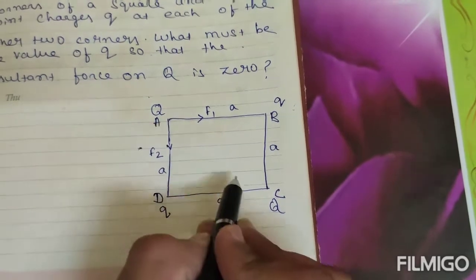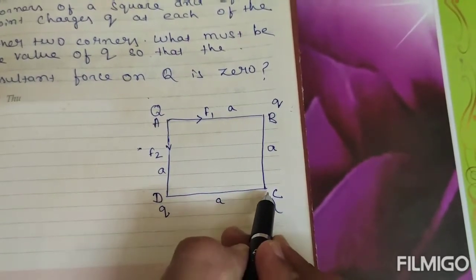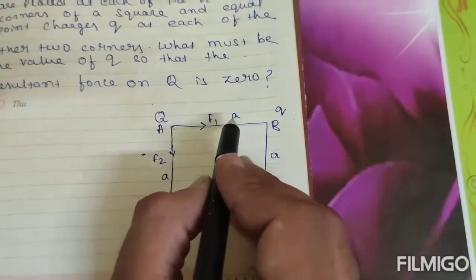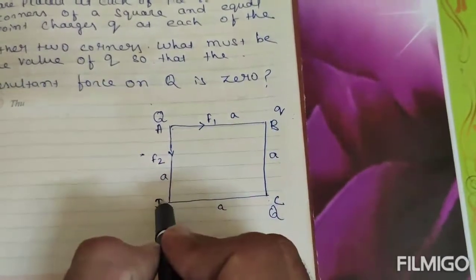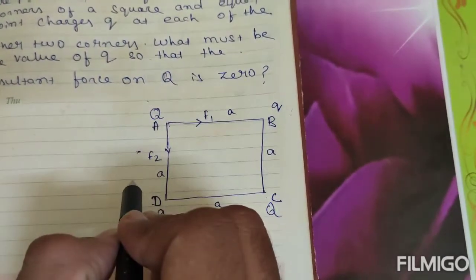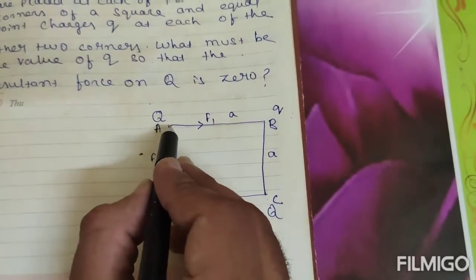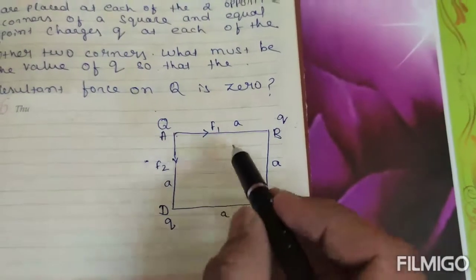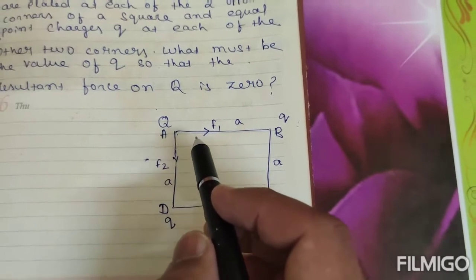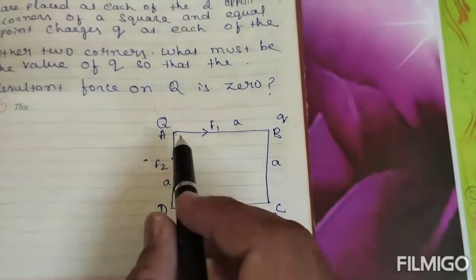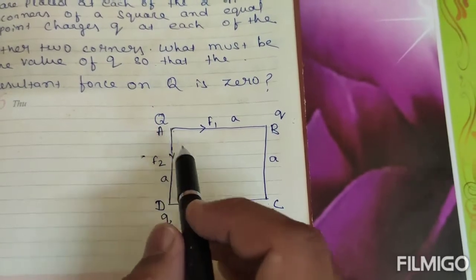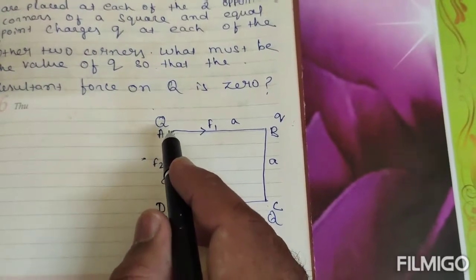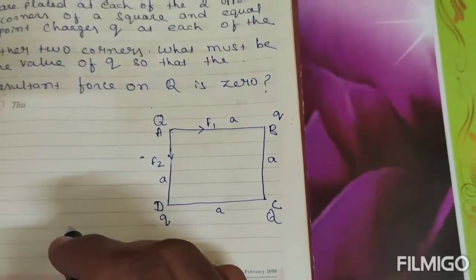If the force applied by this Q on this Q is equal to the force applied by these both charges on this Q, then only we can say it will stay at equilibrium. Again, if the force applied by this Q charge on this Q charge is equal to the force applied by these both charges on this, then only it will stay at equilibrium.